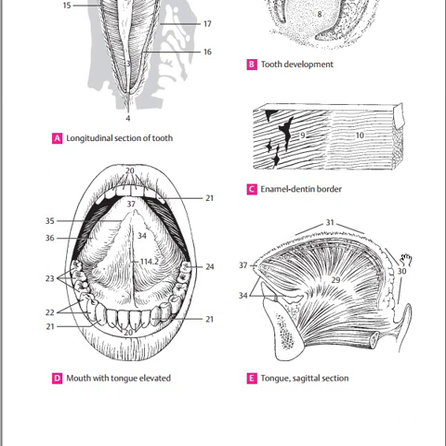Here is the posterior part of the tongue. Here is the apex of the tongue. Here is the inferior surface of the tongue. Now number 34, as you have already seen, is the inferior surface of the tongue. Number 29 is all this, the tongue.